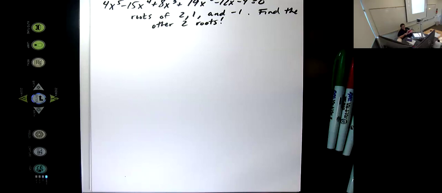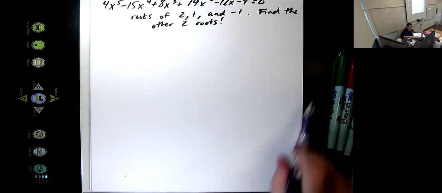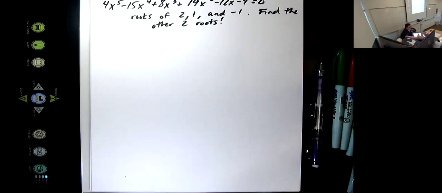Two. What? Oh, the other two roots, are they negative two? I don't know what they are. Did you go through and do it? Yeah, you did it that quick. Yeah. Well, then you're working faster than everybody else. You're just going to have to wait a second for a while.